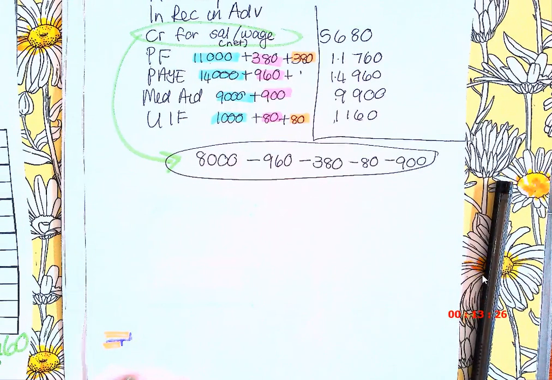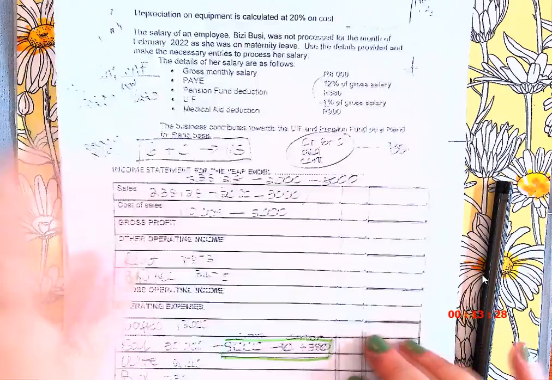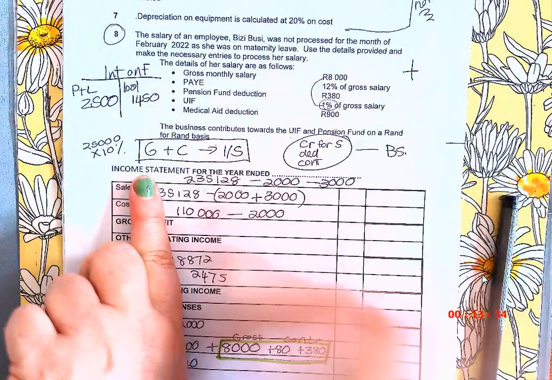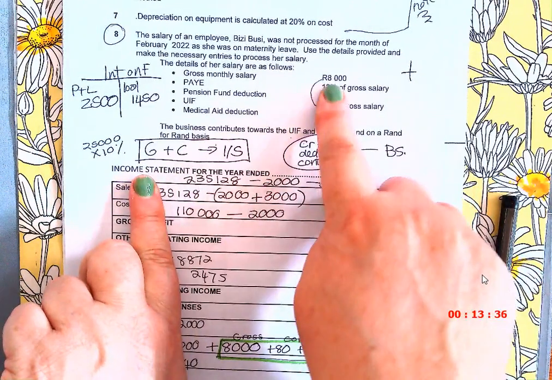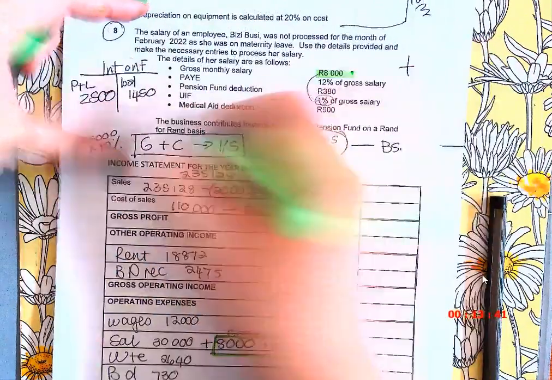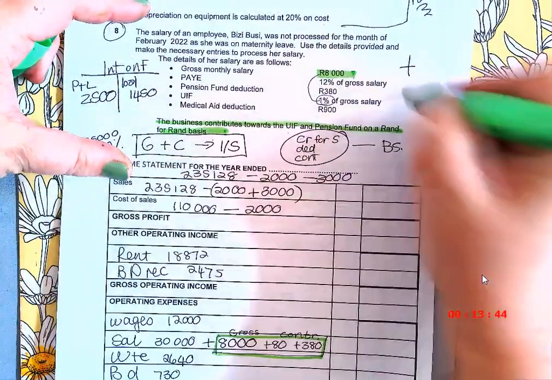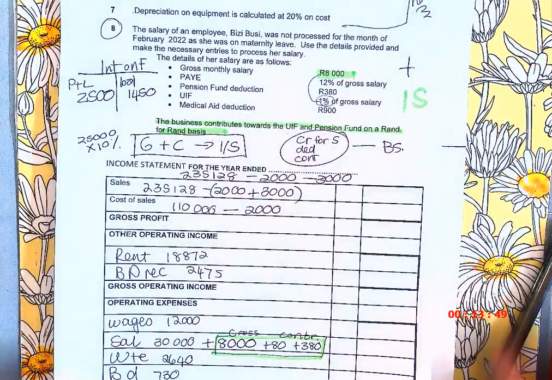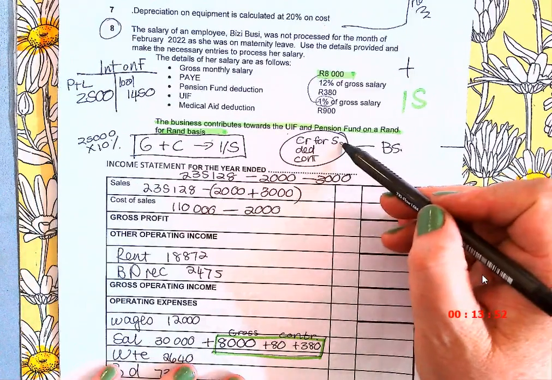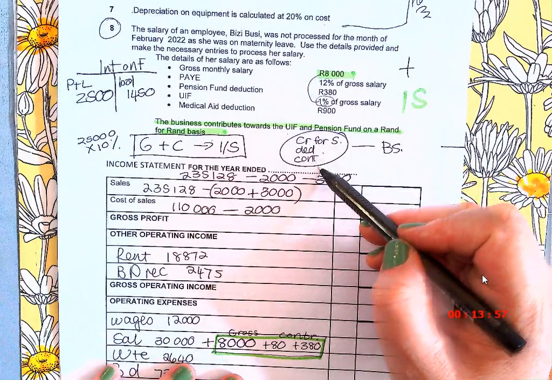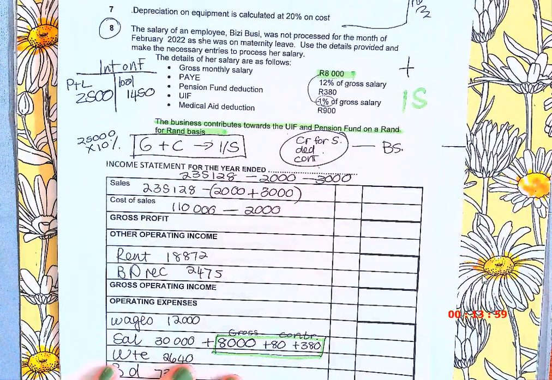So let me repeat it again. When you get this, immediately in your head you split the income statement and the balance sheet. Income statement, you're going to take the gross and the contributions. In other words, the gross and the contribution. That goes to the income statement. The balance sheet, you're going to take the net, the deductions, and the contributions separately per person that you owe.